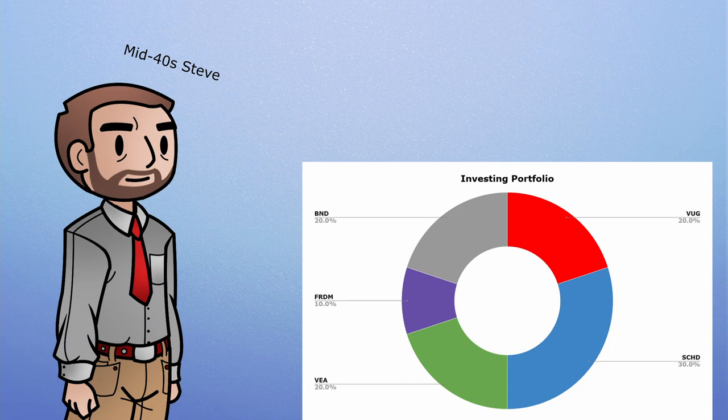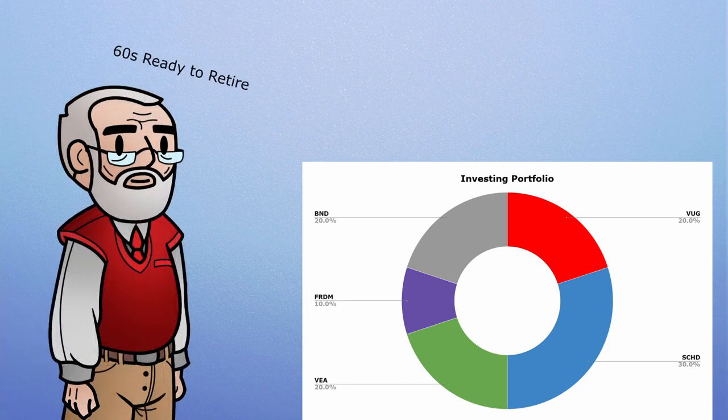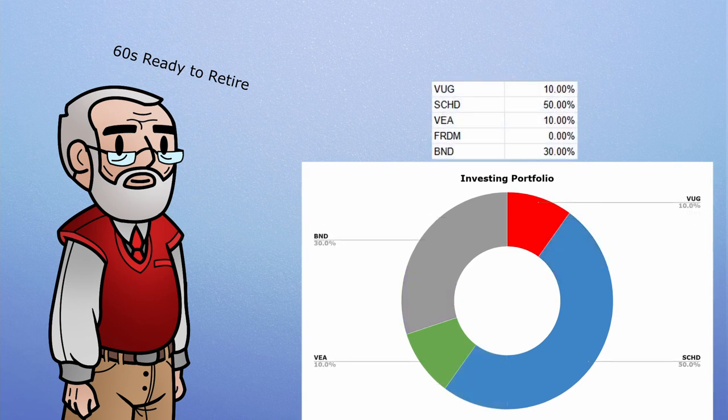Now, let's fast forward one more time. Steve is now ready to retire in his mid to late 60s. He's worked hard and wants to enjoy his retirement. His portfolio changed over the years again. This time, he completely removed FRDM from his portfolio and cut back again on VUG and this time also VEA. On the flip side of that, Steve increased his position in SCHD and BND.